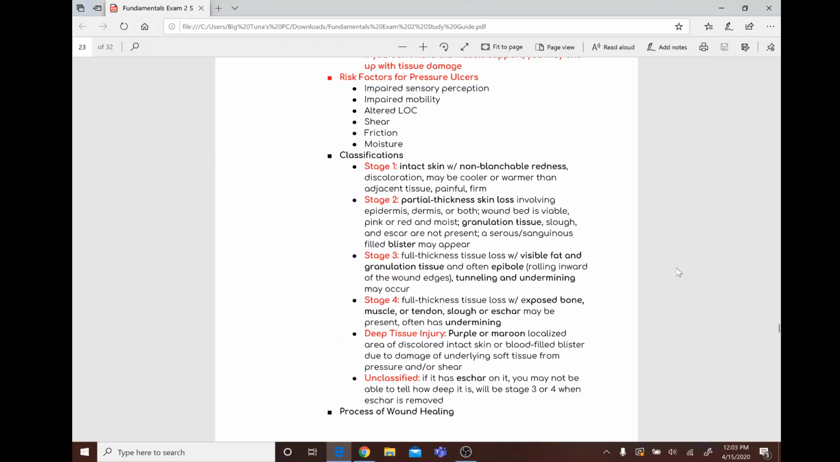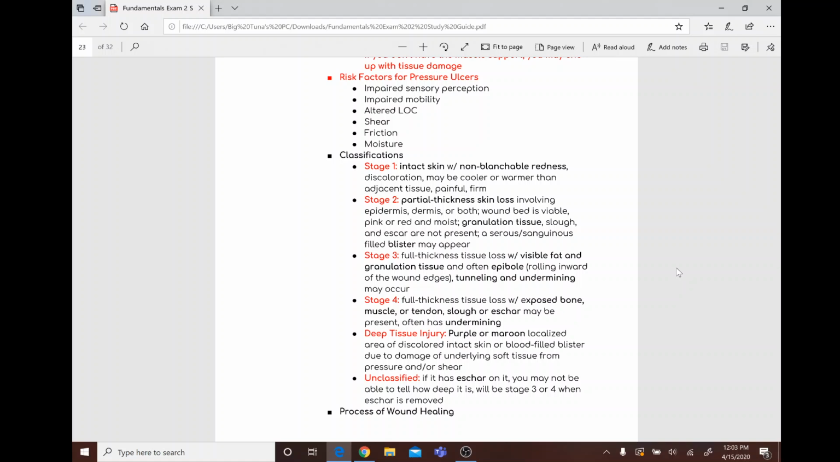What is a stage 1 pressure ulcer? Intact skin with non-blanchable redness. Coloration may be cooler or warmer than adjacent tissue, painful and firm.